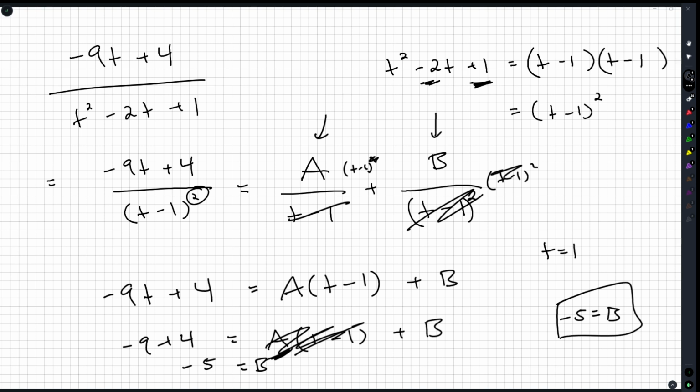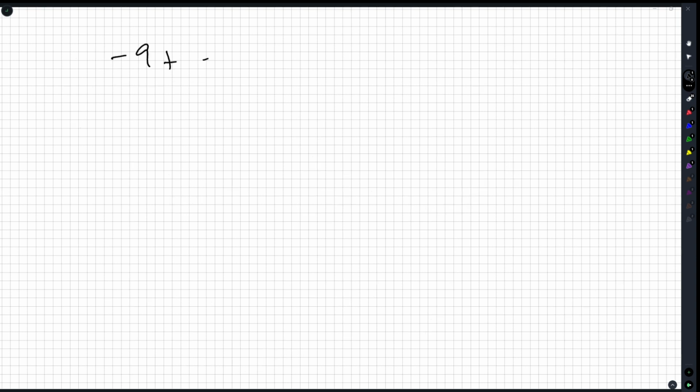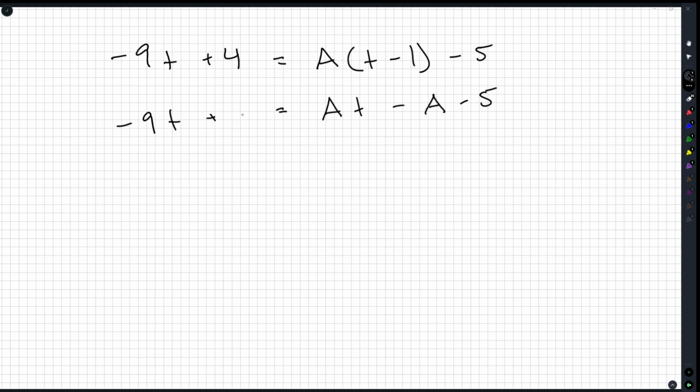Now, that's not the only way you could have done that, but it's definitely the way I prefer, is to try and plug things in, if you can. If you've got linear terms, because you can always find a root or zero of a linear term. So that's what b is. How do we find what a is? I've got 9t plus 4 is equal to a times t minus 1 plus b, but b is minus 5, so we can actually plug that in. What I'm going to do is expand this out. I'll have a times t minus a minus 5. And there we go. And now these two are polynomials.